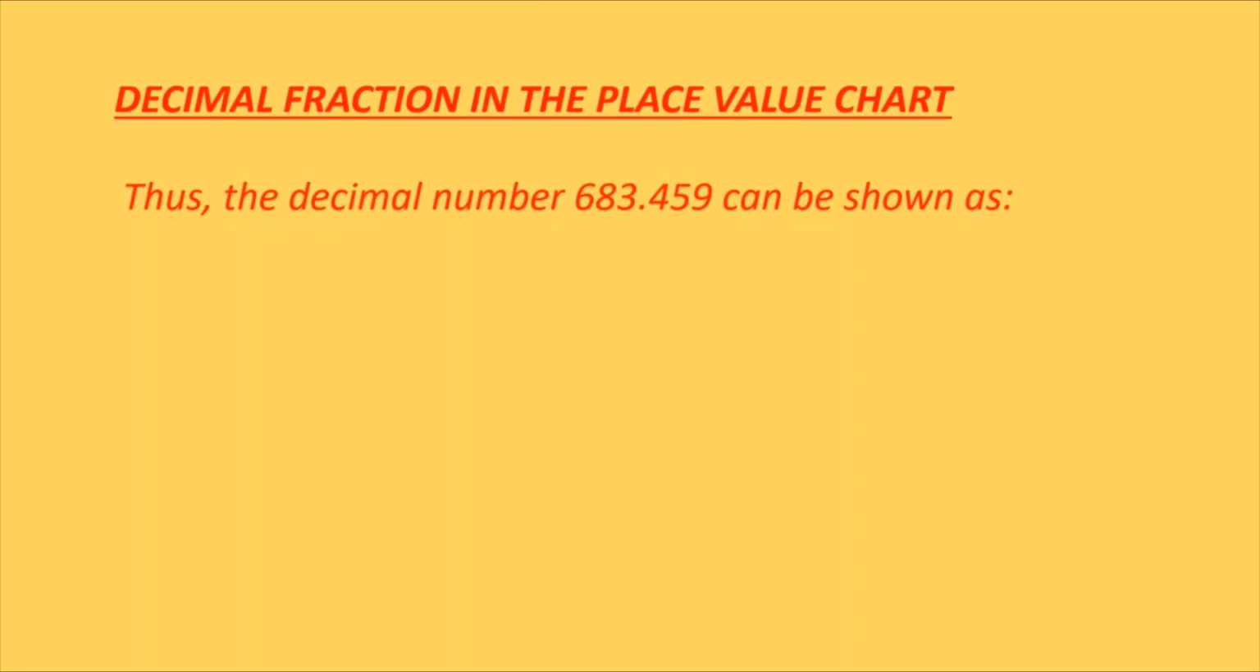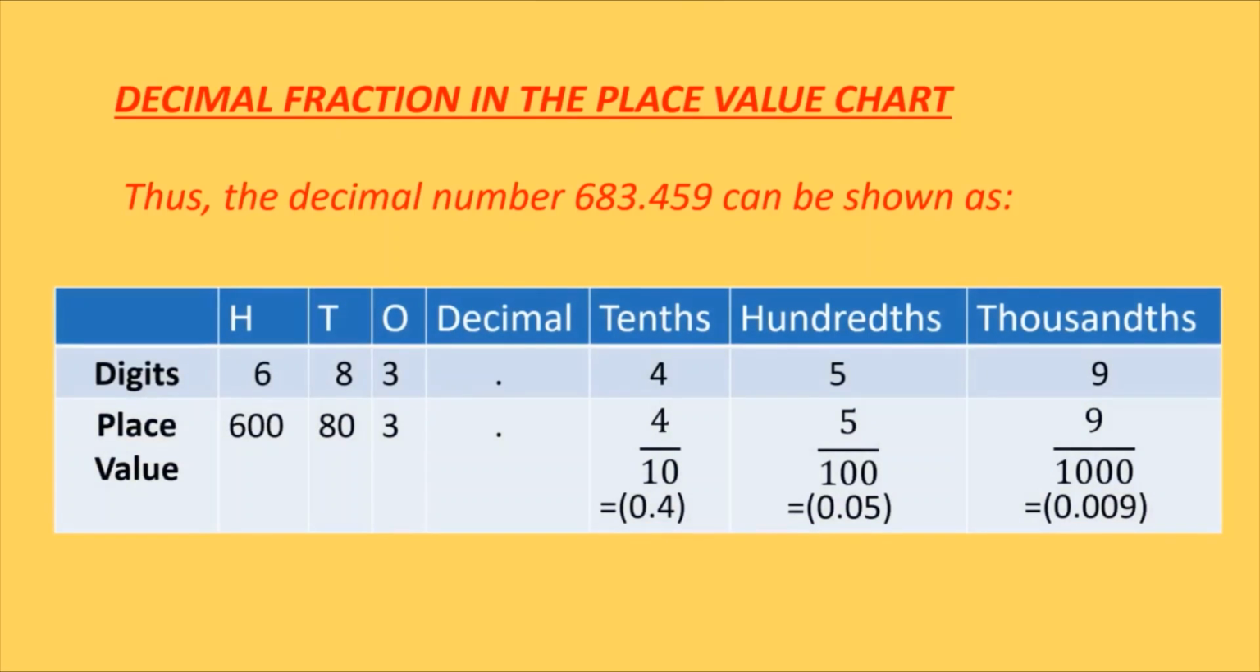Let us take the decimal number 683.459. So 6 is in the hundreds place, so we have 600. 8 is in the tens place, so 8 multiplied by 10, that is 80. 3 is in the ones place, so 3 multiplied by 1 is 3. Then we have the decimal point.